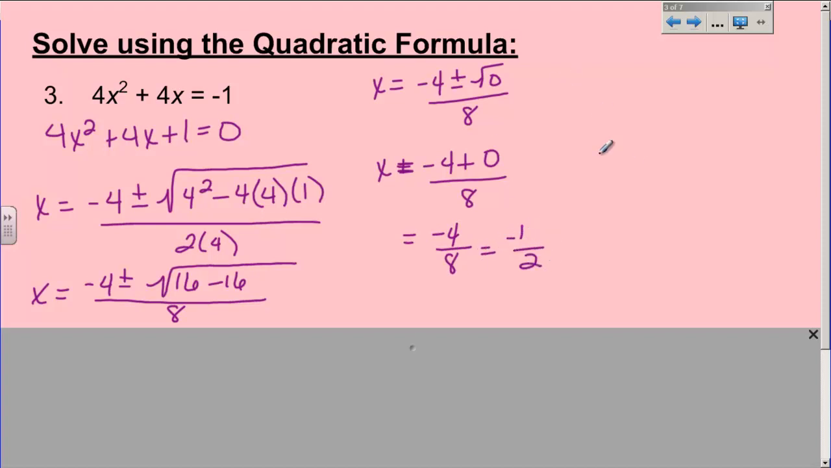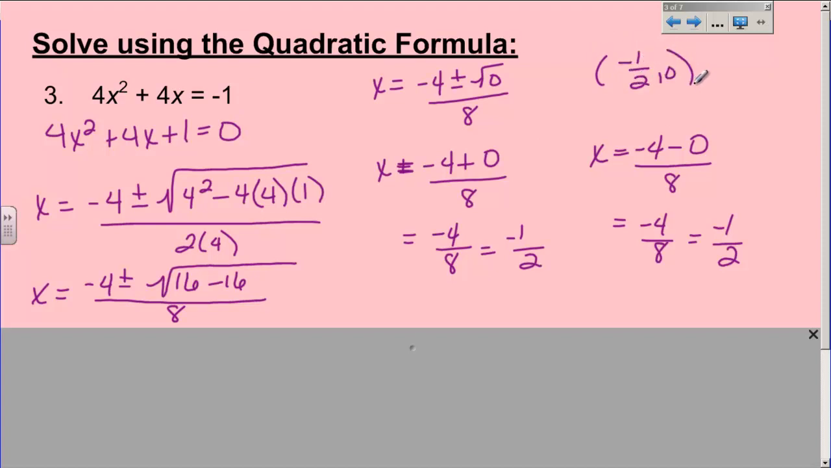And then if I do the other one, negative 4 minus the square root of 0, which is 0, over 8, well, that is still negative 4 over 8, so it's still negative 1 half. So this has the same root. So I only have one solution to this one because this is a perfect square. It just dips down, touches the x-axis, and dips back up. So my one root for this problem is negative 1 half and 0. There is your answer.